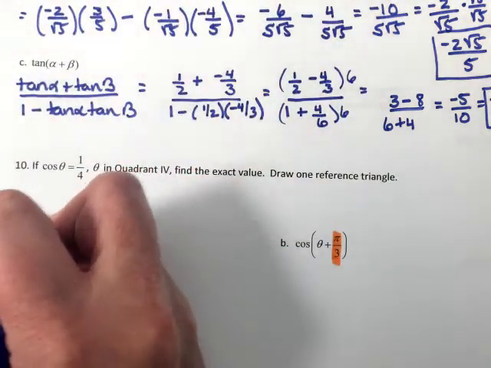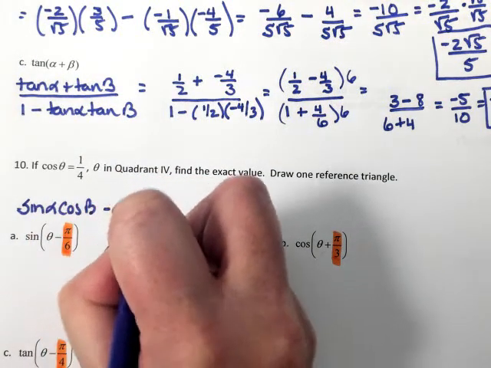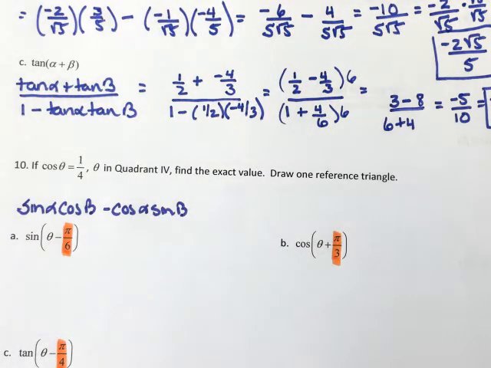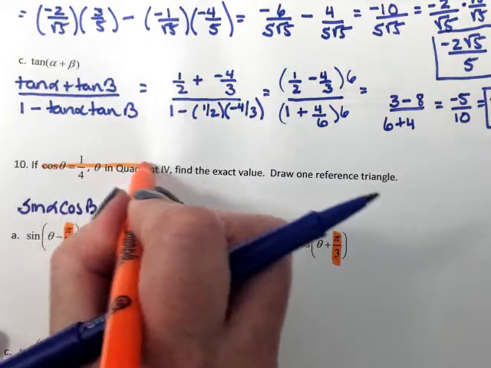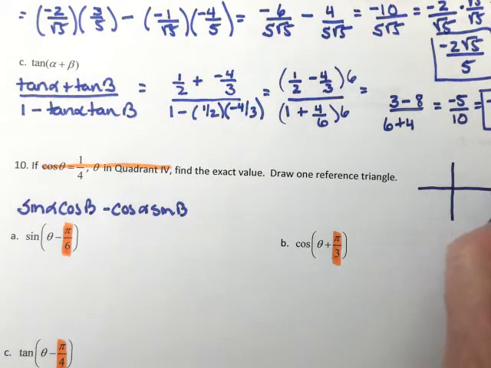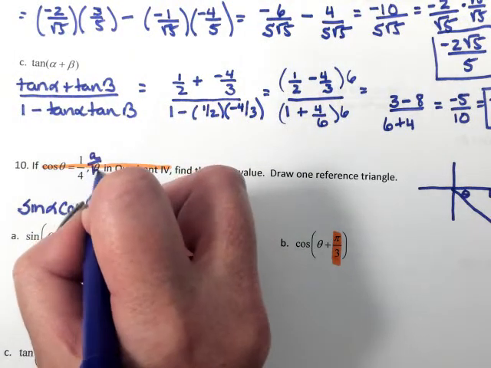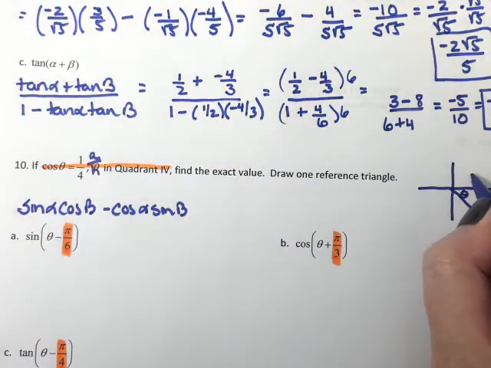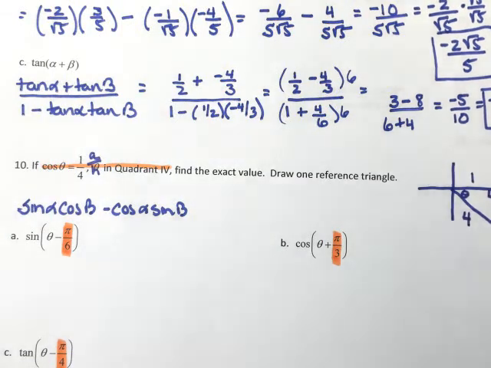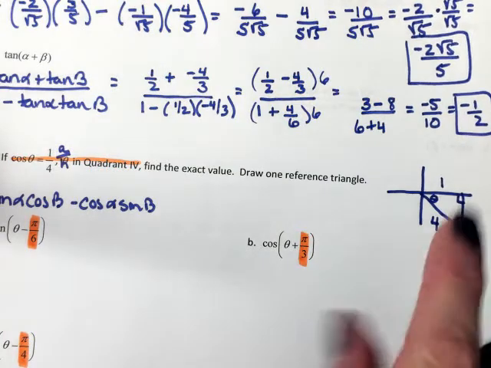So sine alpha cosine beta, minus cosine alpha sine beta. So again, draw your reference triangle, and they're telling you that theta is in quadrant 4. So again, when I draw my reference triangle, I'm going to set it up in quadrant 4. Remember, cosine is the adjacent over the hypotenuse. So my adjacent side is 1, my hypotenuse is 4.